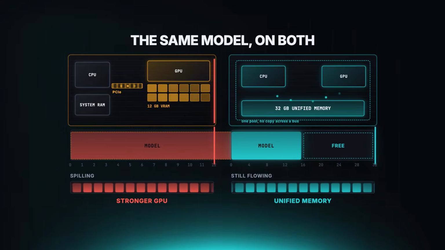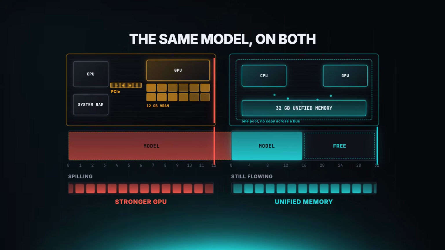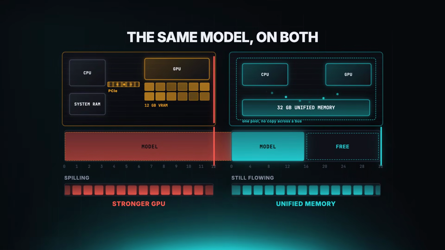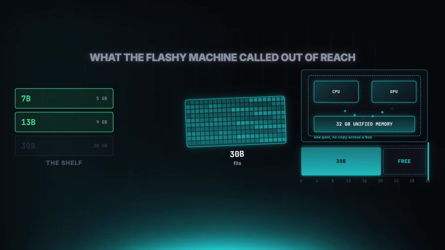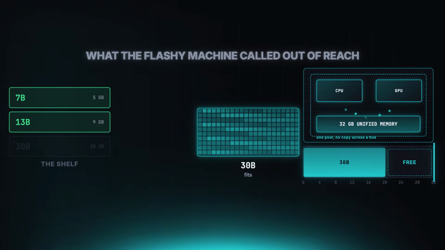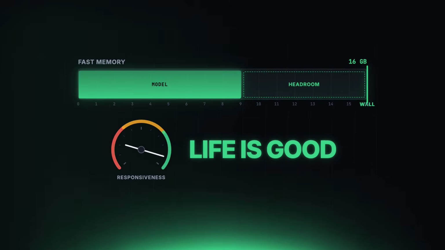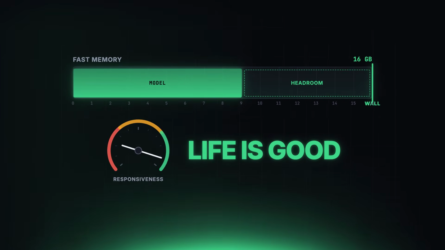This is why local AI advice gets so confusing. The machine with the stronger GPU is not always the machine that feels better for a big model, and the machine with less flashy graphics can sometimes run a model that technically should feel out of reach. The rule is this: if the whole model fits in fast memory, life is good.